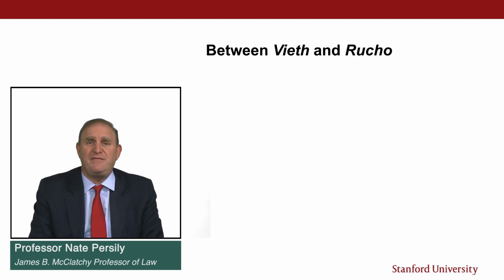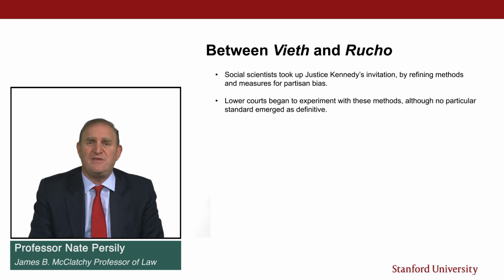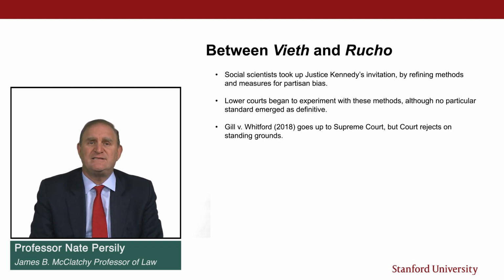So between Veith and Rucho, social scientists took up Justice Kennedy's invitation and refined methods and measures for partisan bias. Lower courts began to experiment with these methods, although no particular standard emerged as definitive or as a consensus position. There was a case that went up to the Supreme Court before Rucho called Gill versus Whitford, but the court rejected that case on standing grounds. But then Justice Kennedy retires.